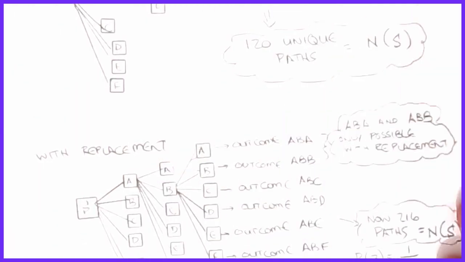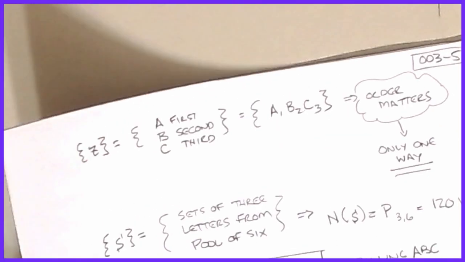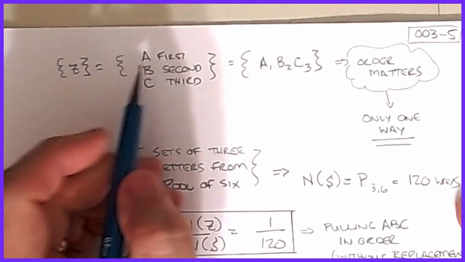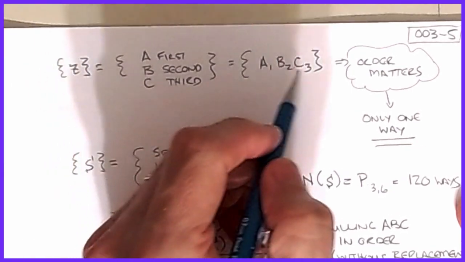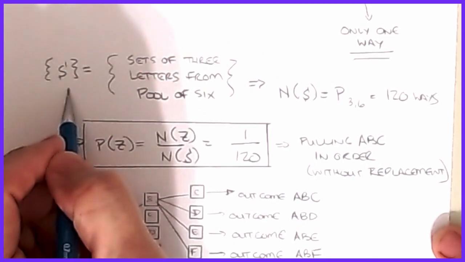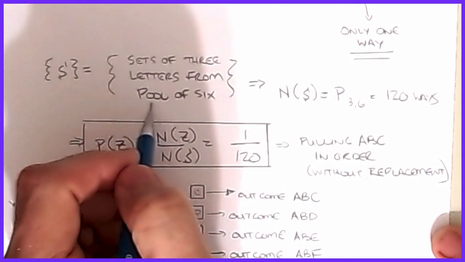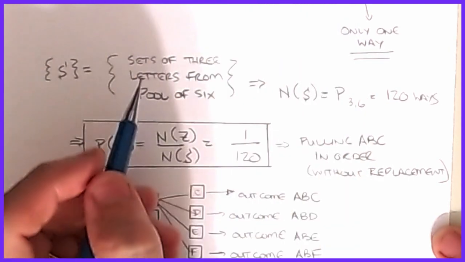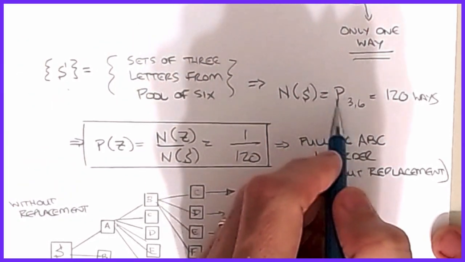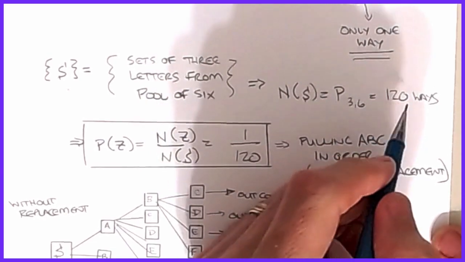All right, okay, so if we go in and look at it, let me bring this down so we have some room on here. Okay, so this is what I just wrote: A first, B second, C third, A1, B2, C3. There was only one way for that, and the order did matter. And then the sample space of this, because order now matters, is the sets of 3 letters from a pool of 6 with order mattering. This is the permutation. So the number of ways of the sample space of this is 120 ways.